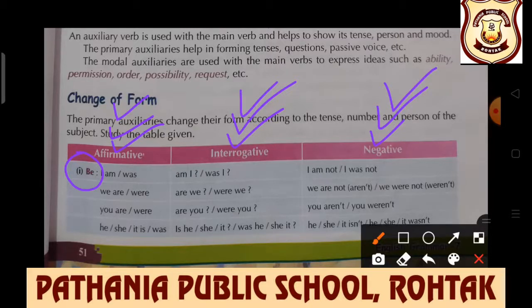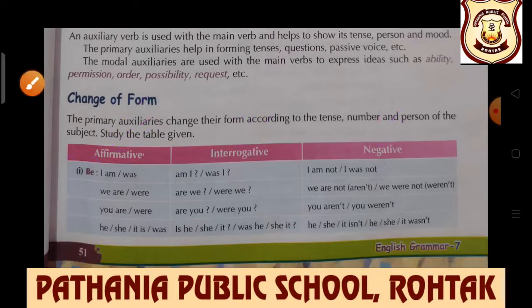So according to first person, second person, and third person, and according to the change of tense, they always change their place. In affirmative, these helping verbs of be will be used after the subject. In interrogative, they will be used before the subject, and in a negative sentence, obviously they will take not with them.